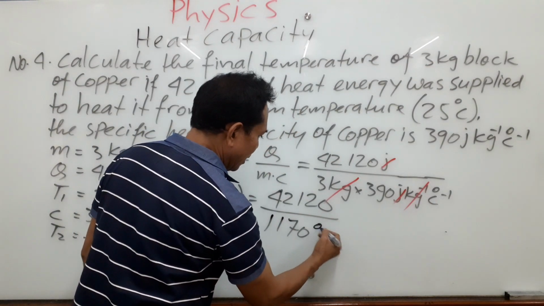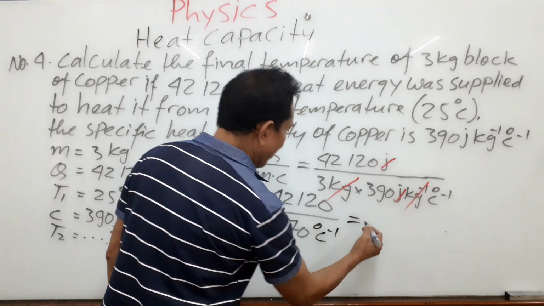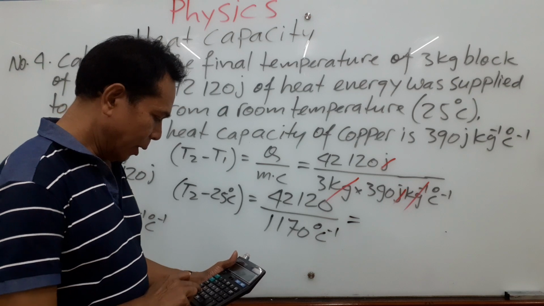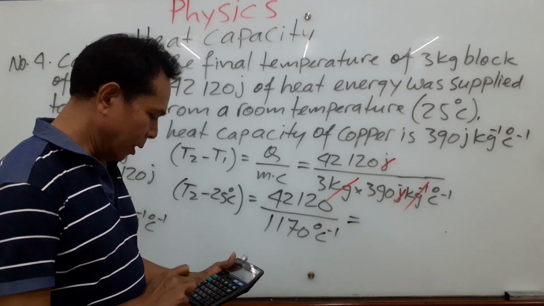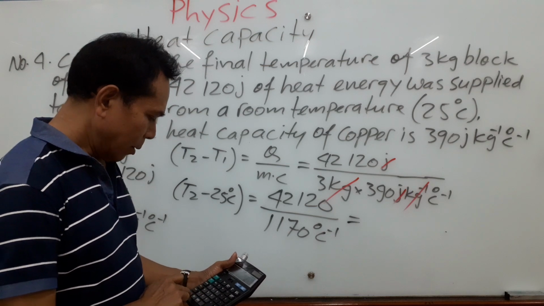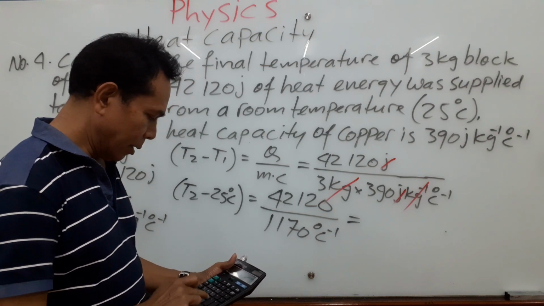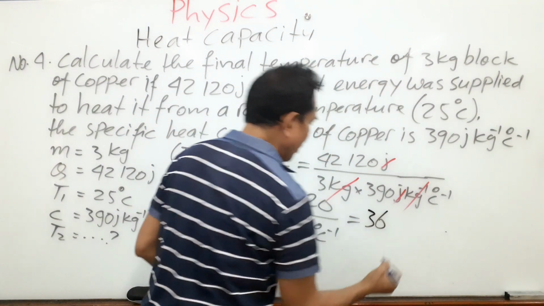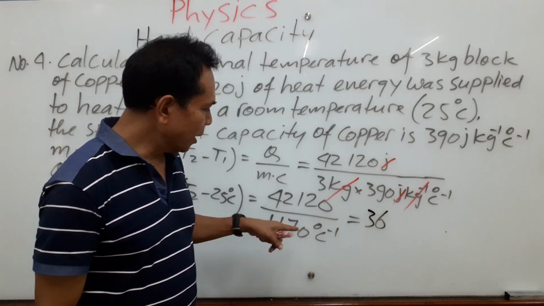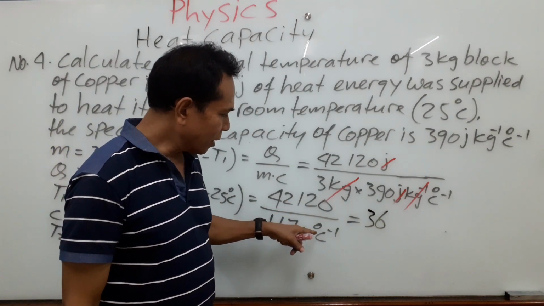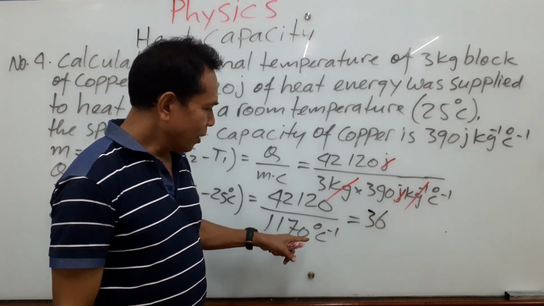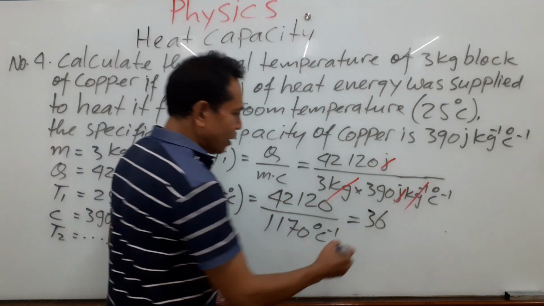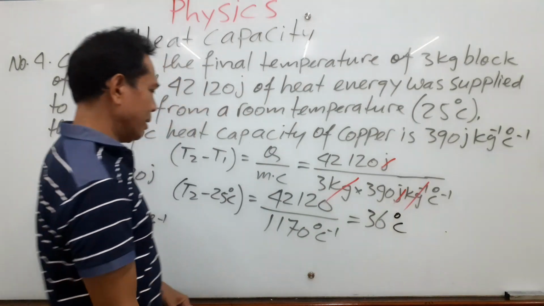This one here, degrees Celsius power minus 1. Okay, let's divide the numbers. So 42,120 over 1,170, we get 36. Okay, so here we get 36. 42,120 divided by 1,170 degrees Celsius power minus 1, we get 36. So this degrees Celsius power minus 1 here we bring up, there it becomes degrees Celsius, positive power 1. All right.